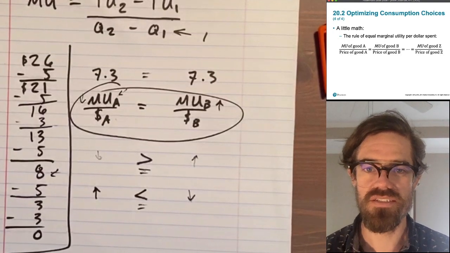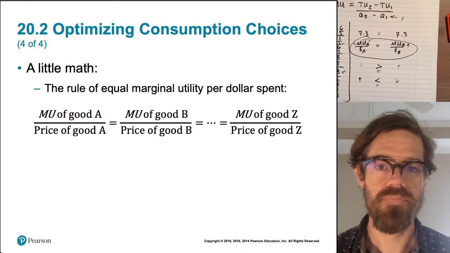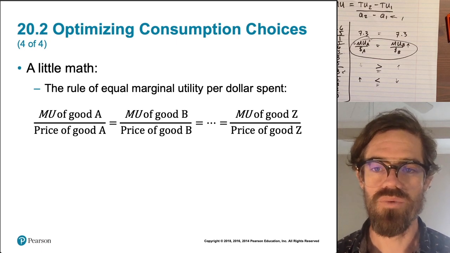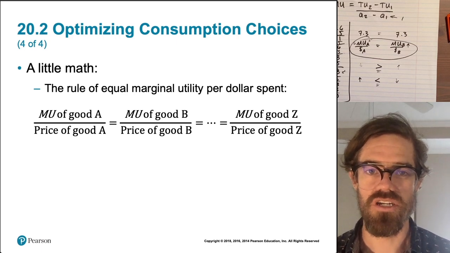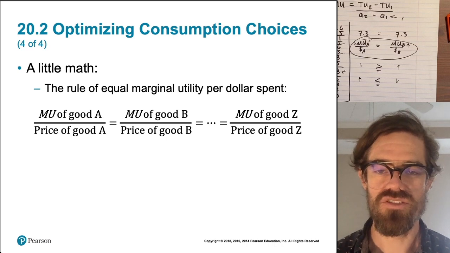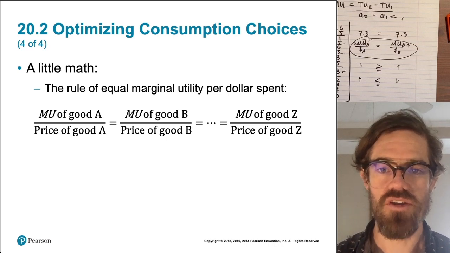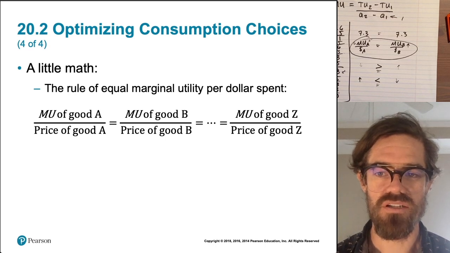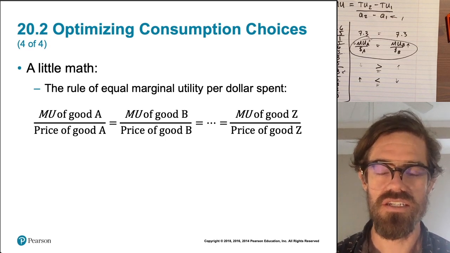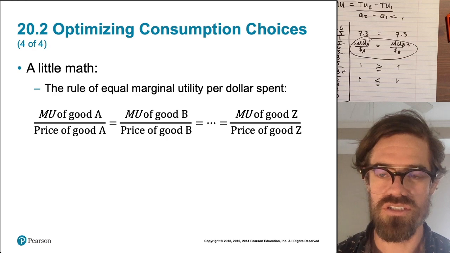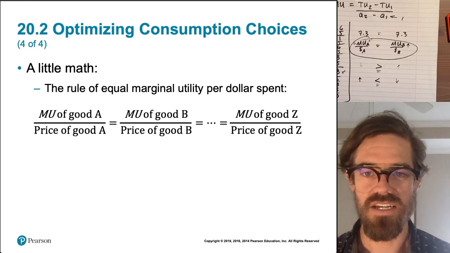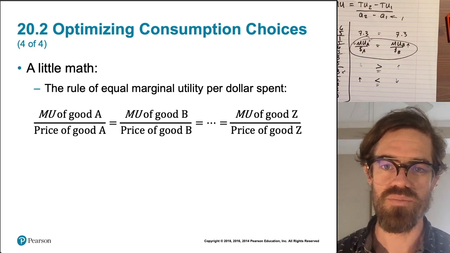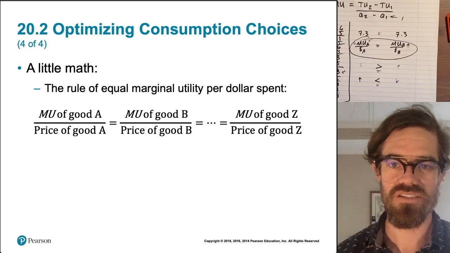But this is basically what we get as a result of that logic: if the consumer is going to reach an optimum, then at that optimum, the marginal utility per dollar spent on every single good is equal across all goods. Otherwise, if that's not true, then they are not optimizing. They are not making the best choice.